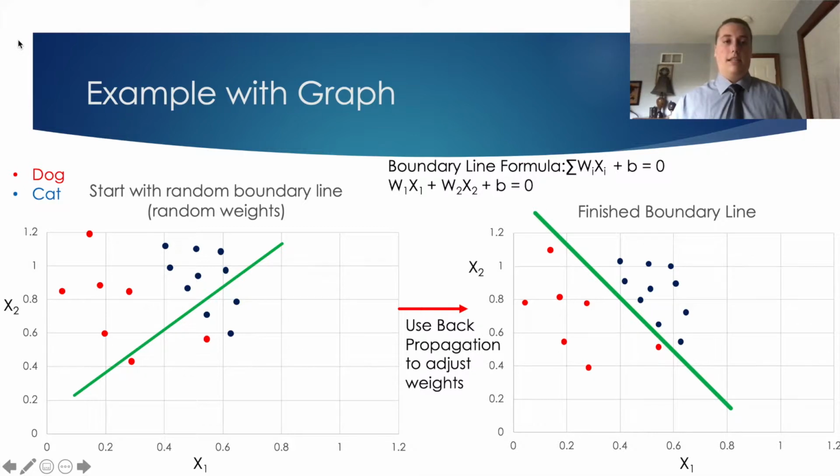So here's an example with a graph, what it would look like. So it starts off completely random. Your boundary line, which is the green line in this case, isn't really distinguishing between the red points, which are dogs, and the blue points, which are cats.